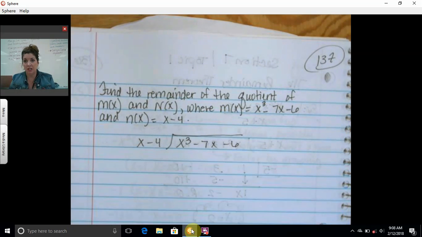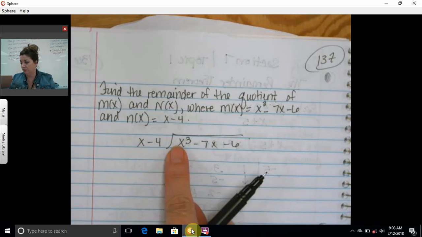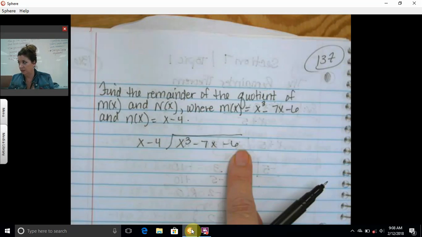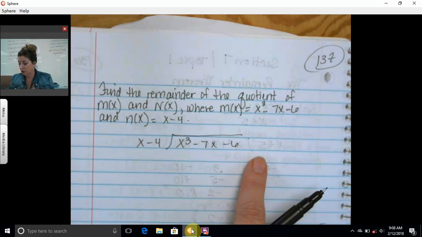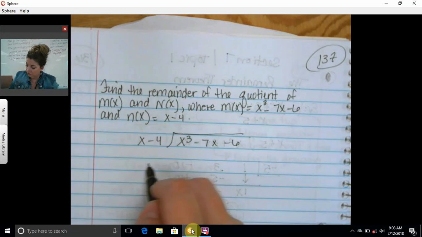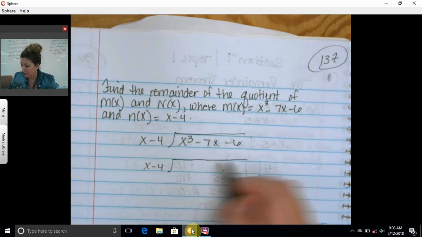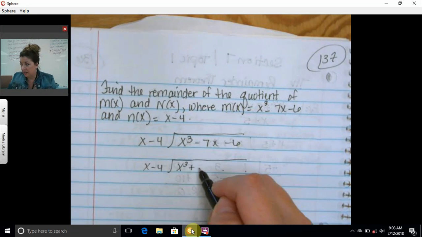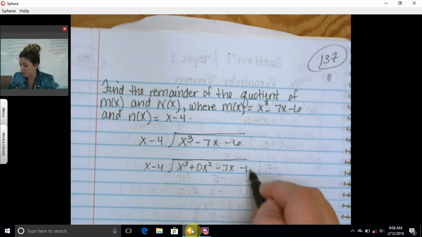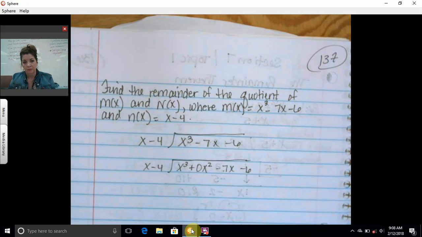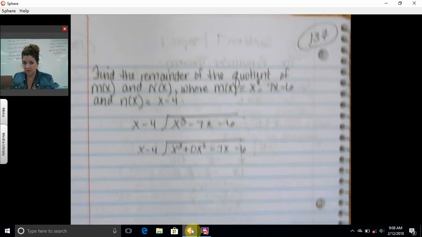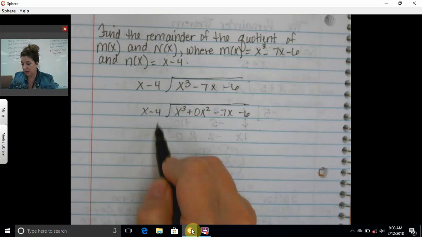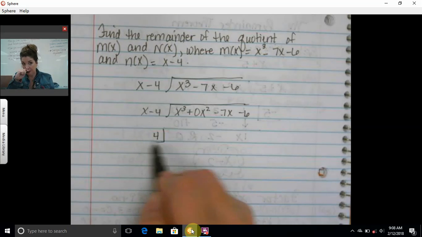Either way, am I missing any terms in the dividend? How many degrees up? 3, 1, 0. Am I missing any? 2. So I'm going to have to put in a placeholder for 2 degrees. So x cubed, it doesn't matter if you add or subtract 0x squared, because it's 0, minus 7x minus 6.